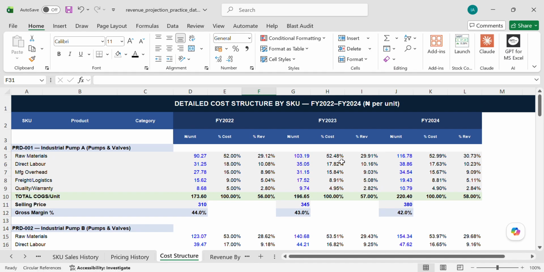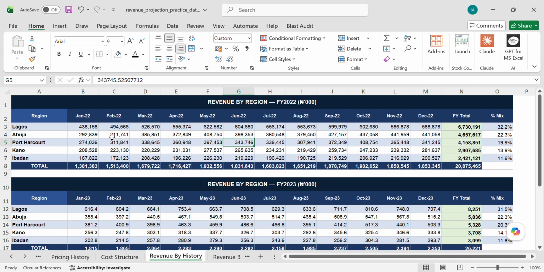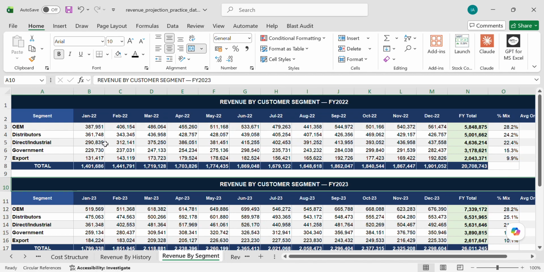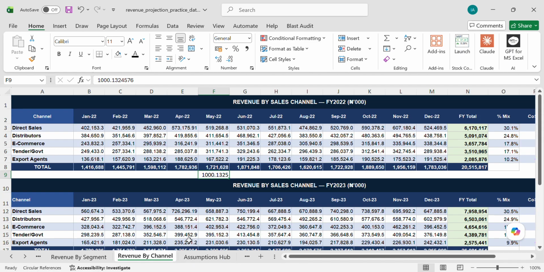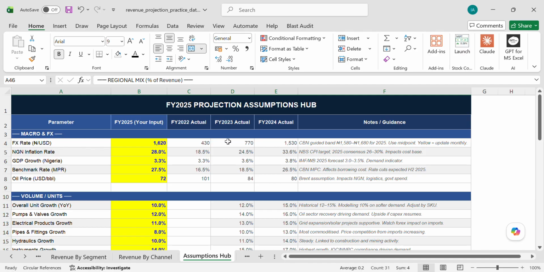So this is for history, 2023 down to 2024. The data will be available, you can play around with it and what have you. So we have revenue by region: Lagos, Port Harcourt, Kaduna, Ibadan, and also we have the revenue by segment, distributors, and we also have it by channel, which are direct sales, distributor, e-commerce, tender government, and export agents. And also these are assumptions that we're going to use for 2025.